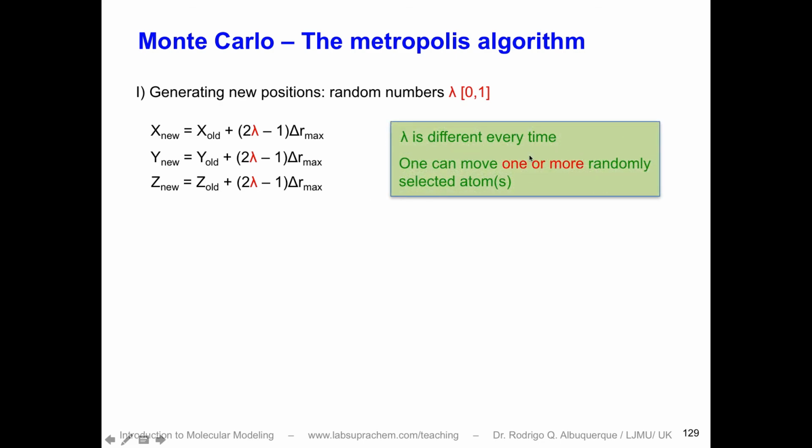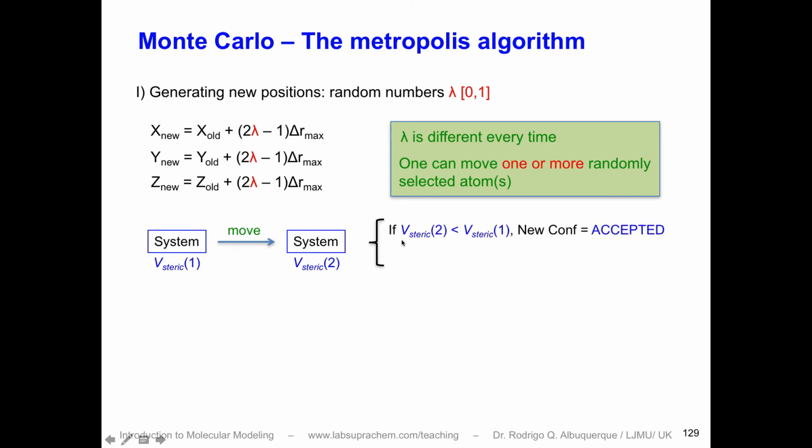Now, lambda is different for every time. As I said, one can move one or more randomly selected atoms. I'm not going into detail here. And finally, we have our system, which has a potential energy, V1, and then we generate new coordinates, which means we move atoms here. We have the system in a different energetic configuration. So we can compute again the potential energy, which I'm calling potential energy 2.